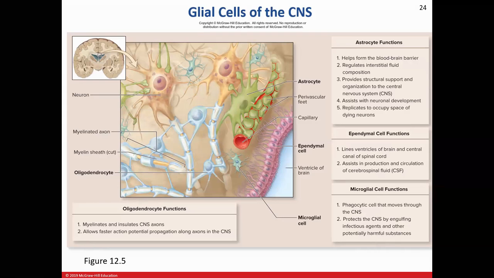Now, this image will be a really good image for you to look at and review as far as what the cells are, what some of their functions are, because again, it does have them listed here. But again, know that these are the glial cells that we find within the CNS. And so please take some time to hit pause here, go ahead and review what you need to, and then you're able to continue on.